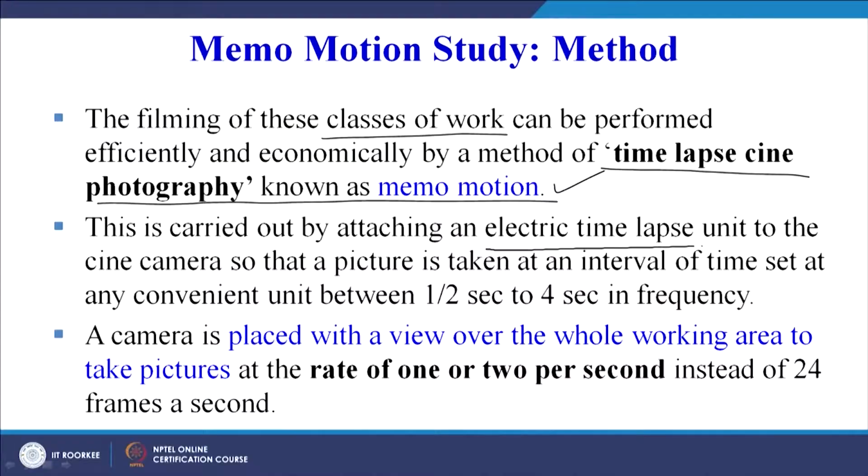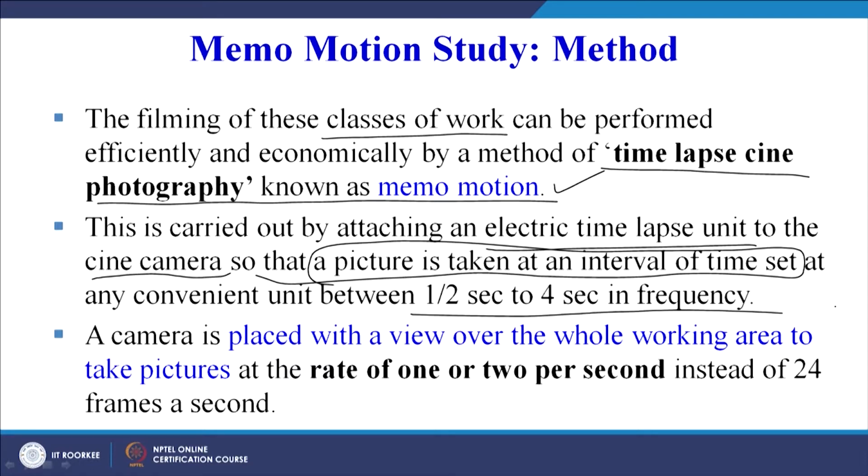This is carried out by attaching an electric time lapse unit to the cine camera so that a picture is taken at an interval of time set, at any convenient unit between half a second to 4 seconds in frequency. So we will automate the clicking of the photo. The picture will be taken after a time gap, and the time can be set at any convenient unit between half a second to 4 seconds in frequency.